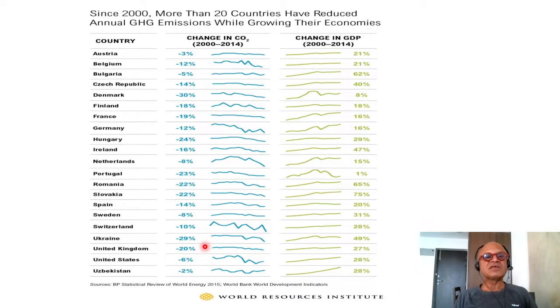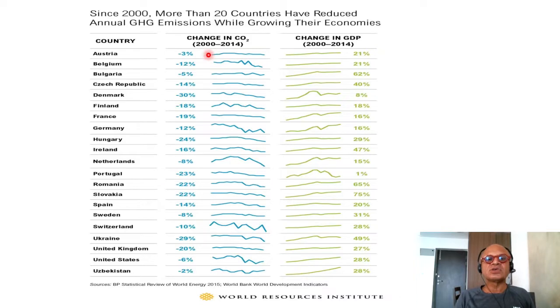But the main thing is that since 2000, more than 20 countries have reduced annual greenhouse gas emissions while growing their economies. So this is the key aspect of looking at carbon efficiency and energy efficiency, or energy intensity and carbon intensity of GDPs. Why? Because everybody wants to grow their GDP, and the idea is to grow the GDP without increasing greenhouse gas emissions. So this is a good way to look at it.